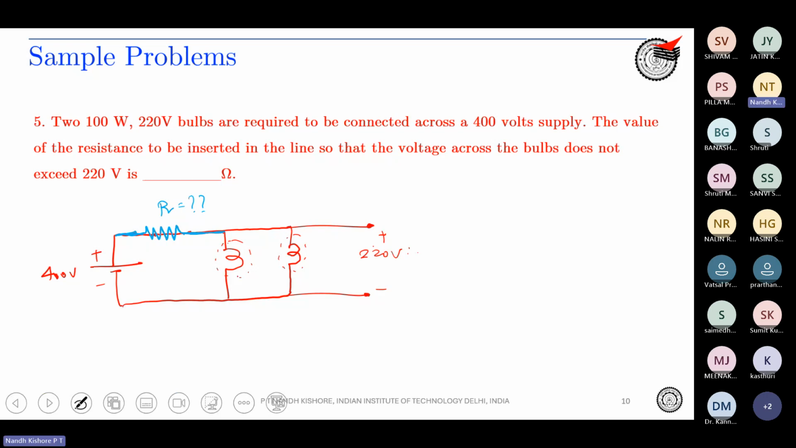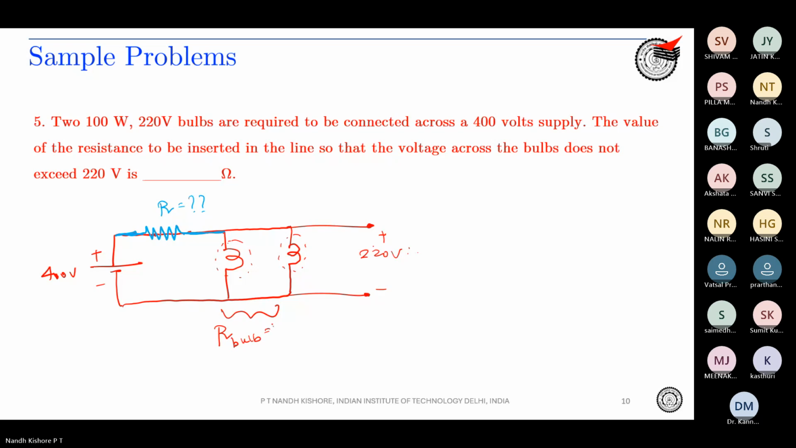And the point is now they have given what is the wattage of the bulb and what is the volt rating of the bulb. From this, we can find out what is the resistance of the bulb. First, we have to find out this. Only then we can go ahead with the next step.